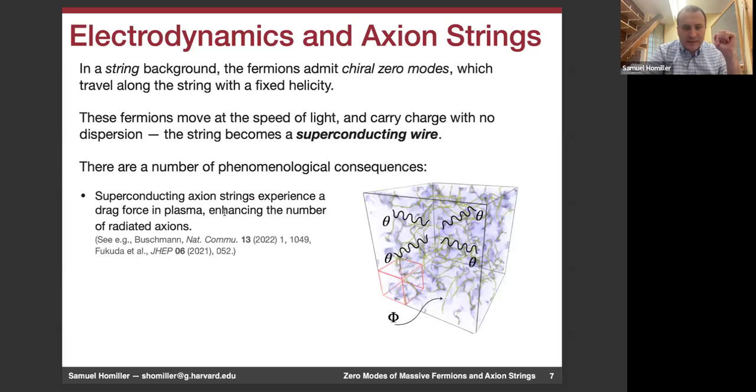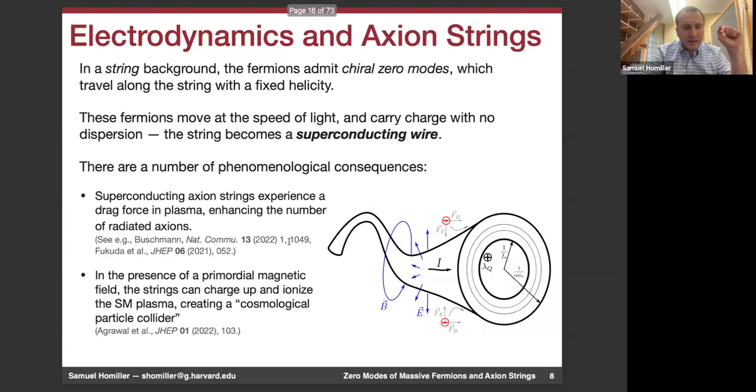So the first important point is that because the superconducting axion string has these fermion zero modes, it can experience a drag force if the string is moving around in a plasma of charged standard model fields. And so this changes the way that these string networks evolve. And it turns out it actually enhances the number of axions that are radiated by these networks as they move through cosmology. And here I've just put a couple of relatively recent references showing that in large scale simulations.